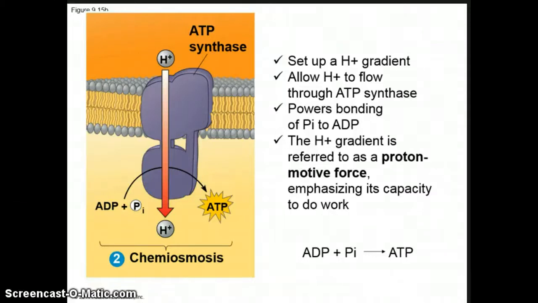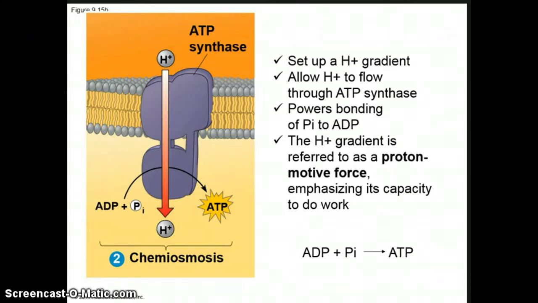So finishing up our citric acid cycle and oxidative phosphorylation, we have ATP synthase forming our worker protein to make ATP through chemiosmosis. So oxidative phosphorylation sets up a proton gradient in the intermembrane space of the mitochondrion. And as that gradient is created, it encourages the flow of hydrogen protons through the ATP synthase, and that energy is used to power the bonding of inorganic phosphate to an ADP molecule.